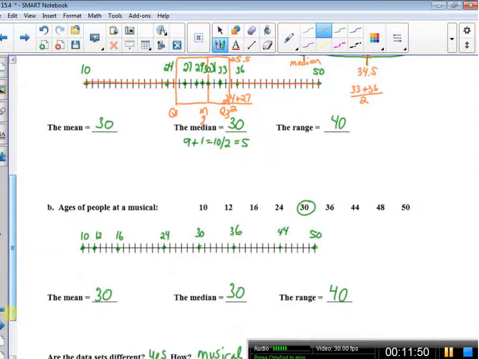And if you take a look at the interquartile range, let's calculate it. The interquartile range here is going to be quartile 3 minus quartile 1. Well, quartile 3 is 34.5, and quartile 1 was 25.5. So the interquartile range is 9.